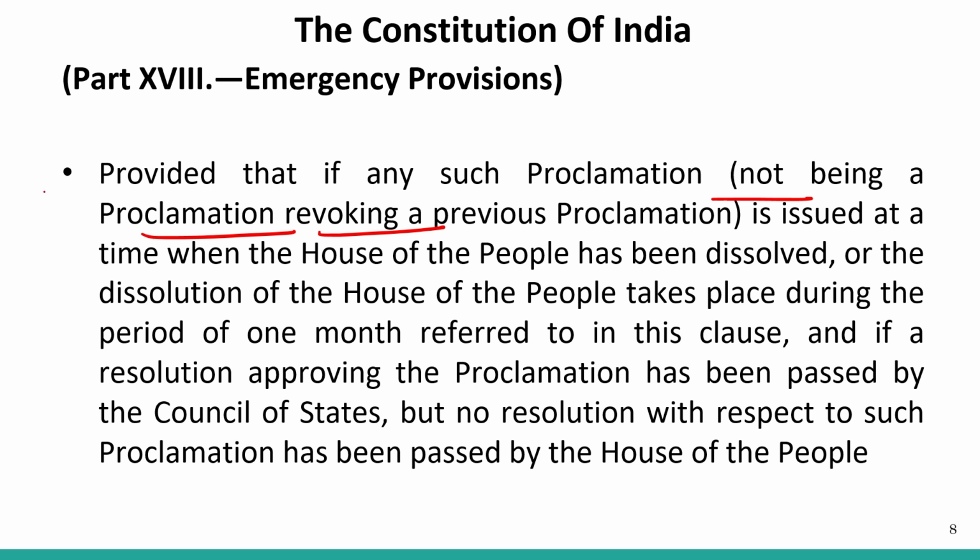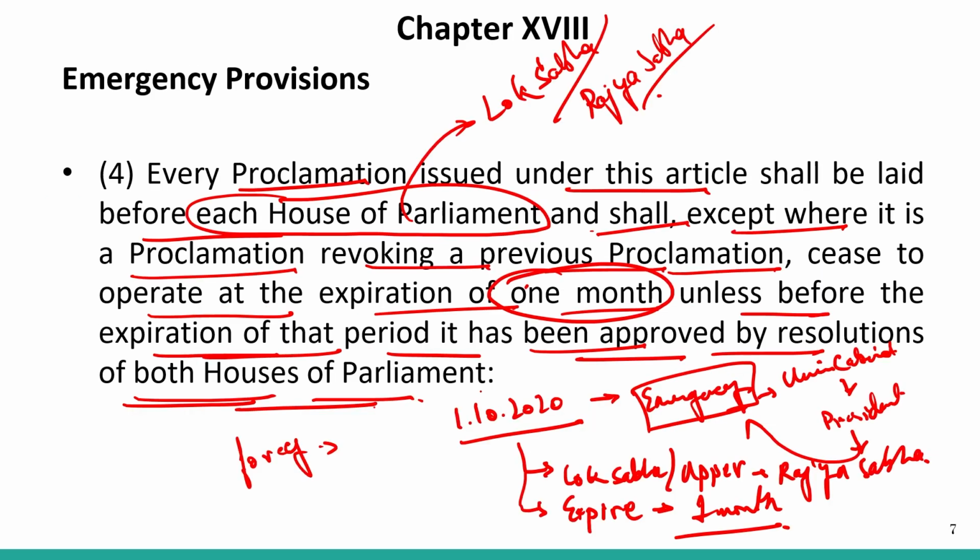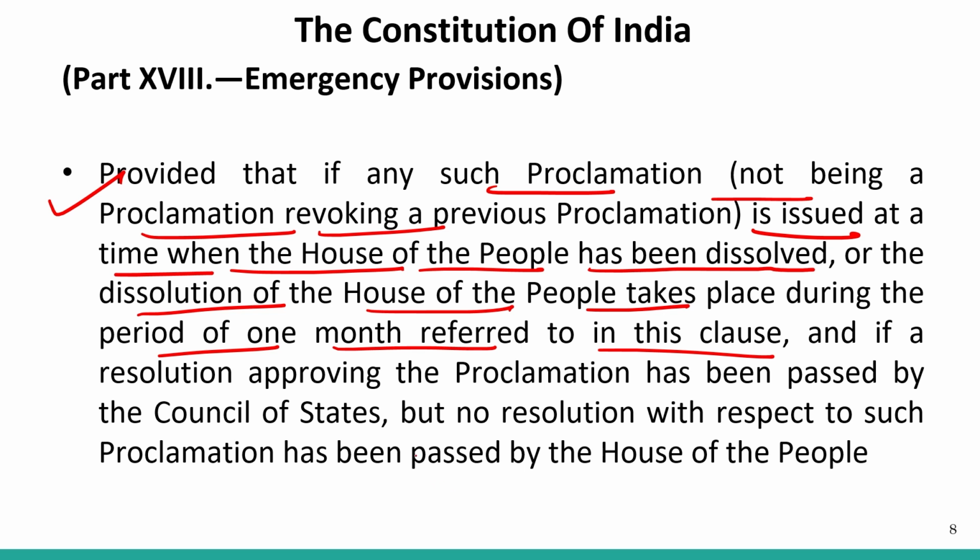It is saying that provided that if any such proclamation is issued at the time when the House of the People has been dissolved, or dissolution of the House of the People takes place during the period of 1 month referred to in this clause. Okay, in the previous clause we have read, for example, on 1/10/2022, it was proclamation of emergency, and during this time period, Lok Sabha got dissolved. Now then, what will happen?